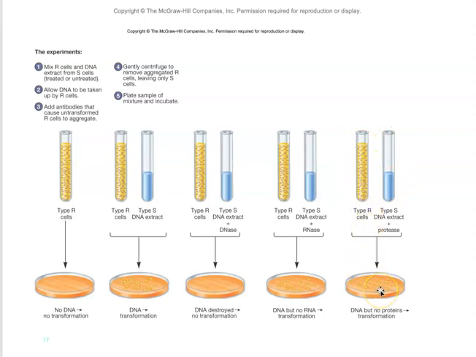And still you get transformation. Great. So we know that loss of protease does not interfere with the transformation process. Same thing here with RNAs. So you got the type S extract, you put RNase in there to selectively destroy RNA molecules, but still we get transformation. So again, we know that RNA is not the essential transforming principle. And then obviously they repeat this with DNase added to selectively remove DNA, and obviously transformation is completely blocked. So we know now that DNA is the transforming principle.